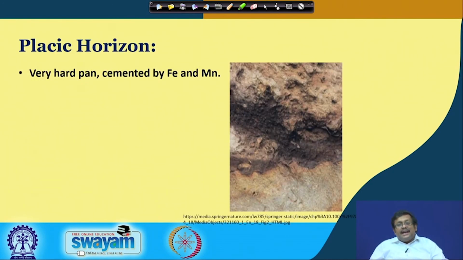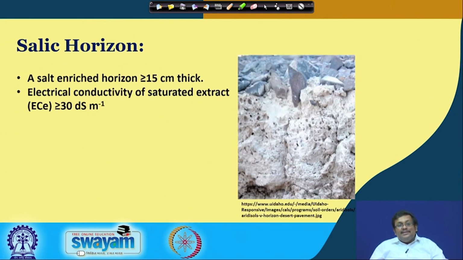Placic horizon, it is again a very hard pan, cemented by iron and manganese. So, placic horizon is basically dominated by iron and manganese. Salic horizon, as the name suggests, is a salt enriched horizon which has a thickness of greater than 15 centimeter, and it has an electrical conductivity of saturation extract greater than 30 decisiemens per meter.